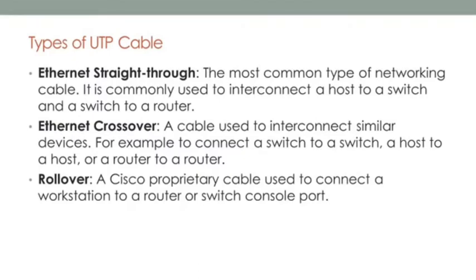Types of UTP cable: Ethernet straight-through, the most common type of networking cable. It is commonly used to interconnect a host to a switch and a switch to a router. Ethernet crossover is a cable used to interconnect similar devices, for example, to connect a switch to a switch, a host to a host, and a router to a router. Rollover is a Cisco proprietary cable used to connect a workstation to a router or switch console port.